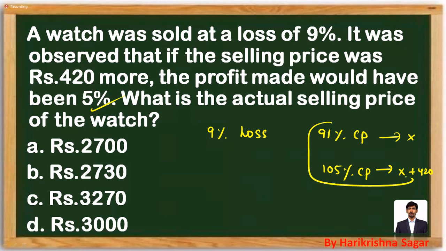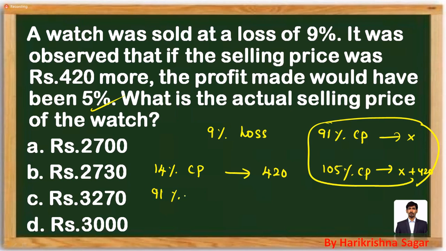So this is a scenario which you have to understand. 91% of the cost price to 105% of the cost price. What is the difference? 91 to 105, the difference is going to be 9 plus 5, it is going to be 14. 14% is getting extra. That 14% of the extra cost price is equal to 420 rupees. They are asking the actual selling price.